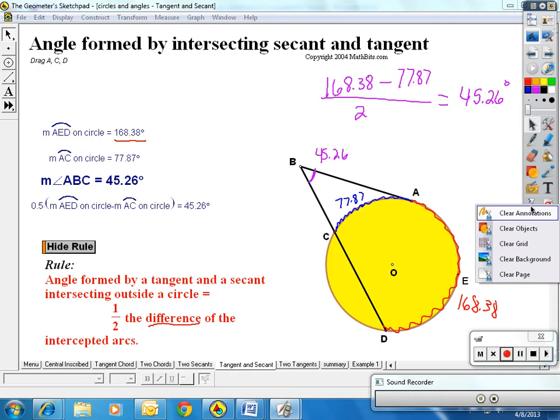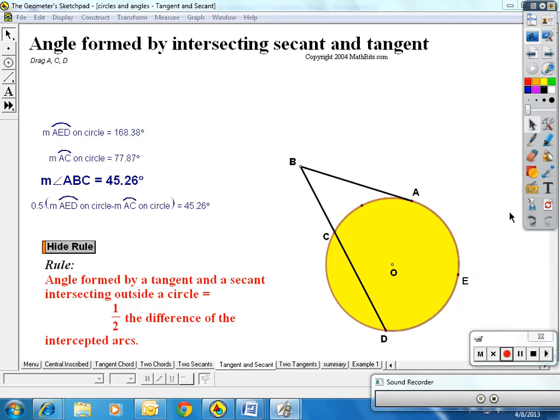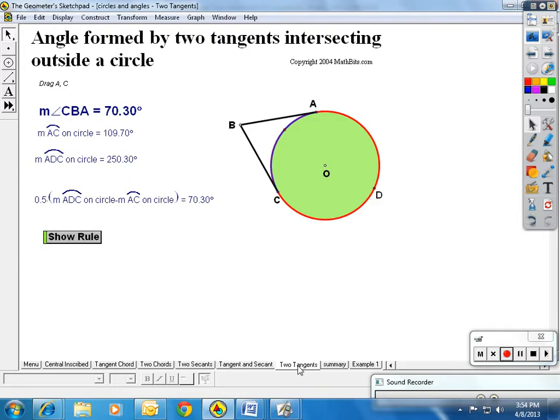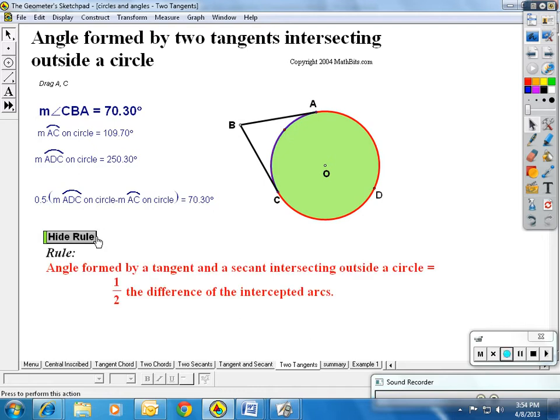Okay, let's move on. There's one more situation where a vertex is outside the circle, and that is our tangent-tangent relationship. Notice that it also divides the circle into 2 arcs. In fact, the whole circle is divided into exactly 2 arcs. The rule is just the same: 1/2 the difference of those arcs.